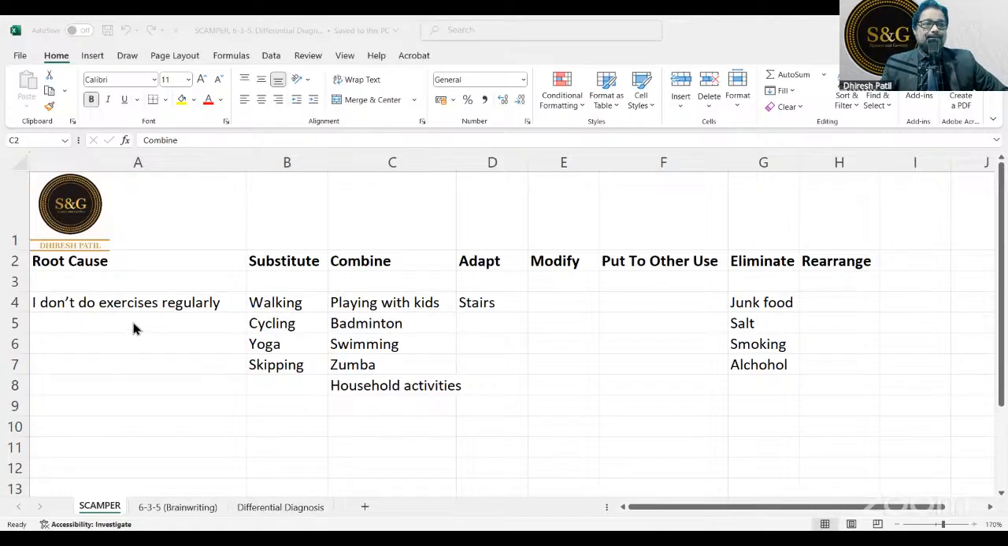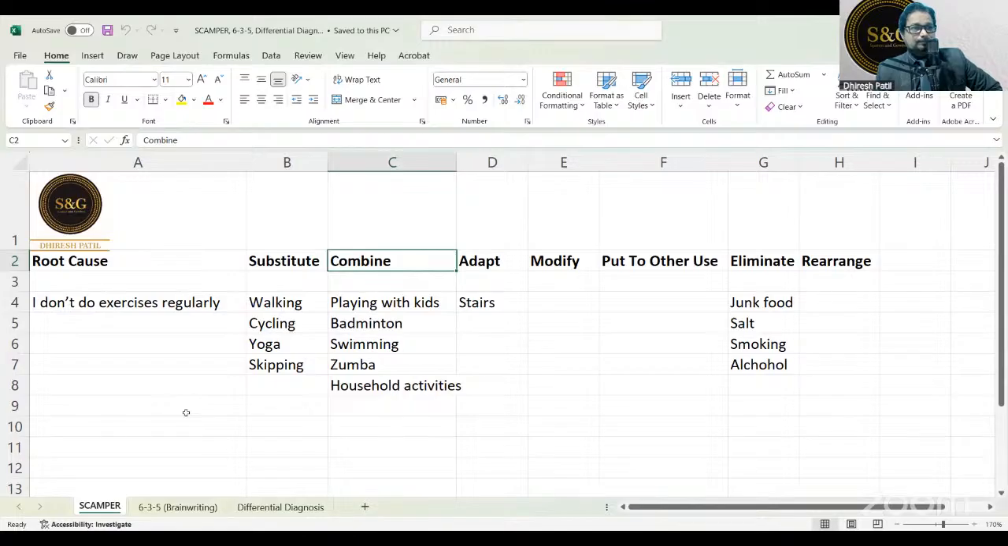So let's say the root cause is, I'm just giving you an example, I do not do exercises regularly. Tell me how many of you are like that? Just give me in the chat box. Do not do exercises regularly. Be very honest. Type in the chat box. Gender doesn't matter, male, female, irrespective of any age.